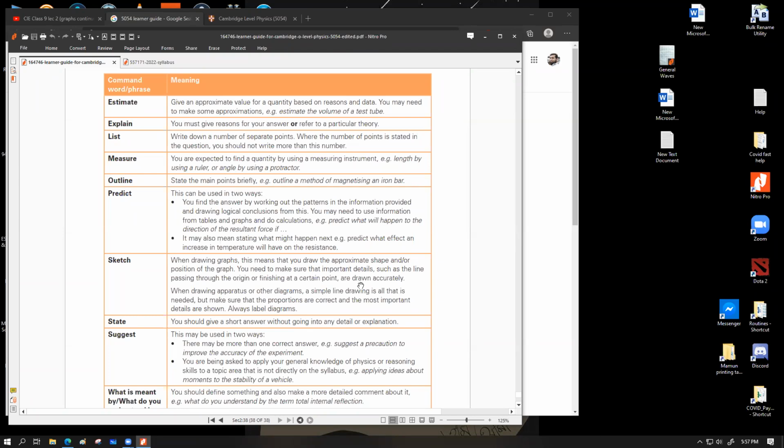Small phrases: for example, if I give a name of some small phrase, let's say they ask you, force is directly proportional to extension. State the name of this law. Hooke's law. You cannot only write Hooke's. You have to write two words. Hooke's law. That's a phrase.